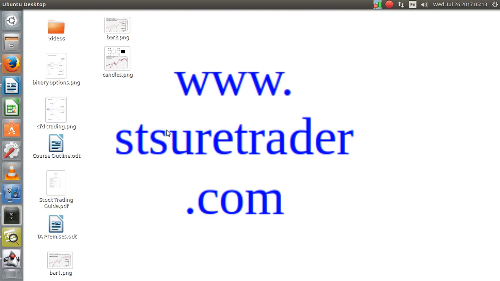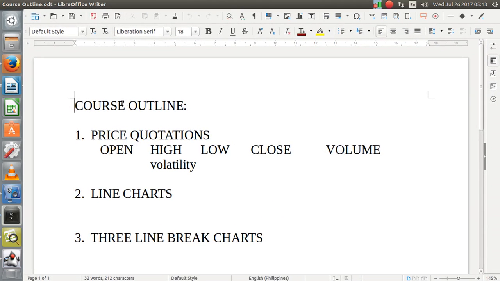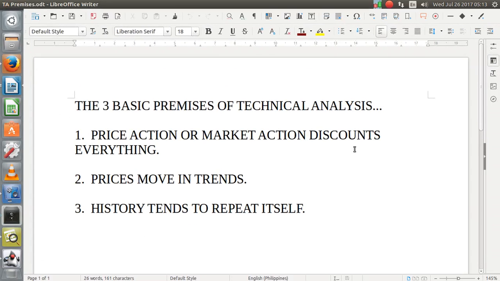Now let's just get a recap of what we've done so far. Let's not forget the most important part, which is the three basic premises of technical analysis. Price action discounts everything. Whatever has to be known is already known. Price moves in trends. They don't move in a straight line, because if they did, as soon as we graduate from college learning fundamental analysis, we should be rich by now. But that's not the case, right? Because prices move up and down. And of course, history tends to repeat itself.